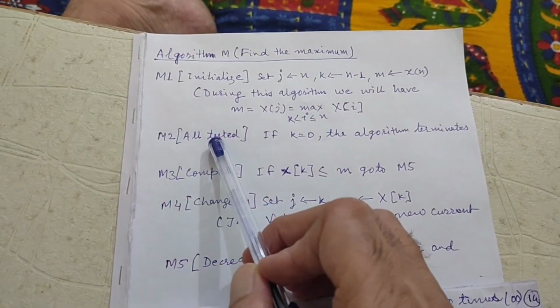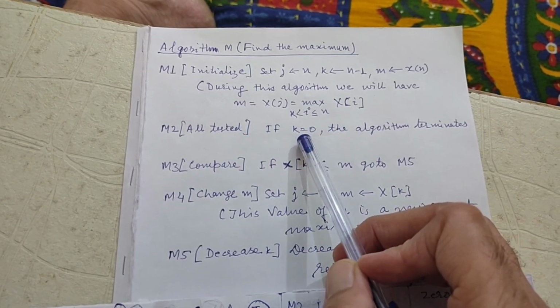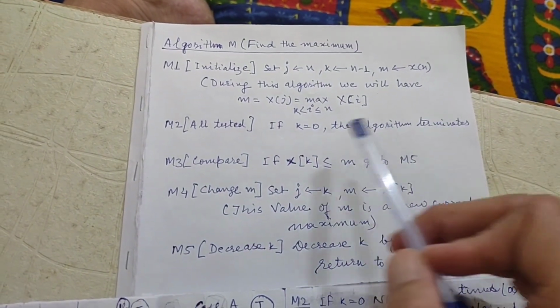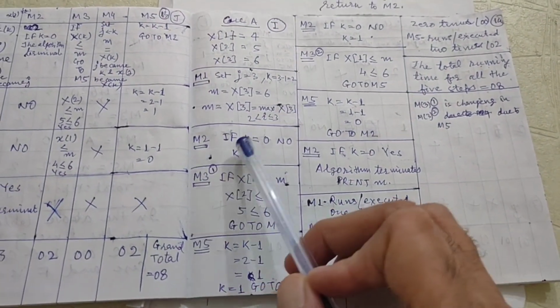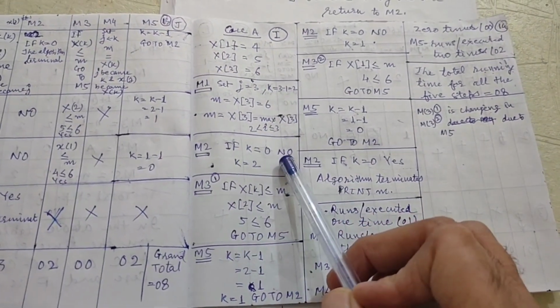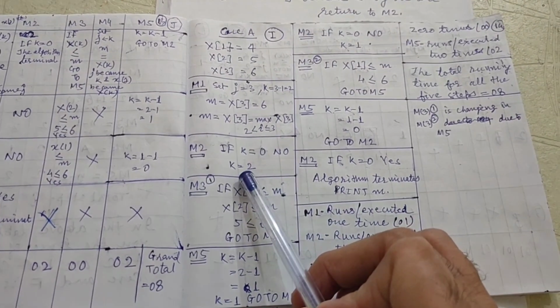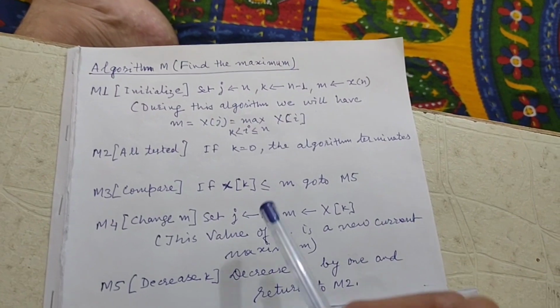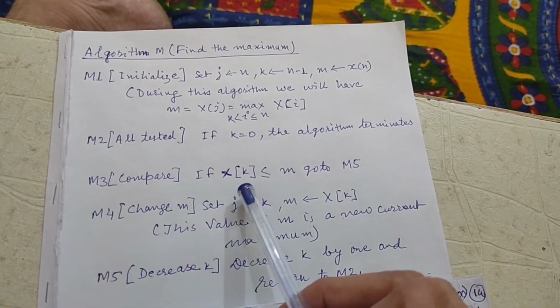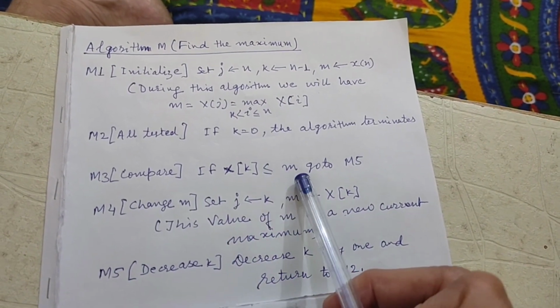Next, M2. If k is equal to 0, the algorithm terminates. M2: if k is equal to 0? No, k is equal to 2. M3: xk is less than or equal to m.